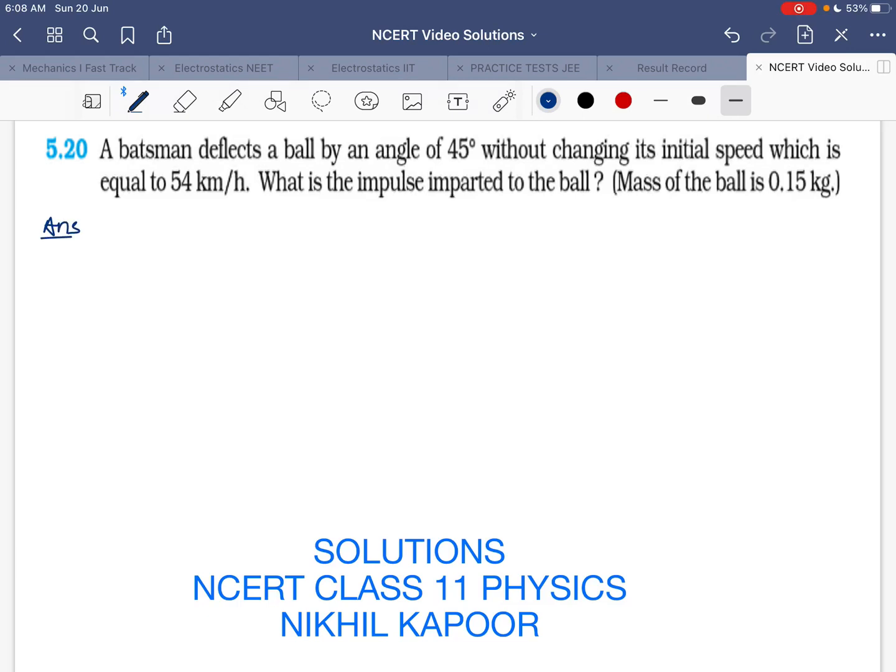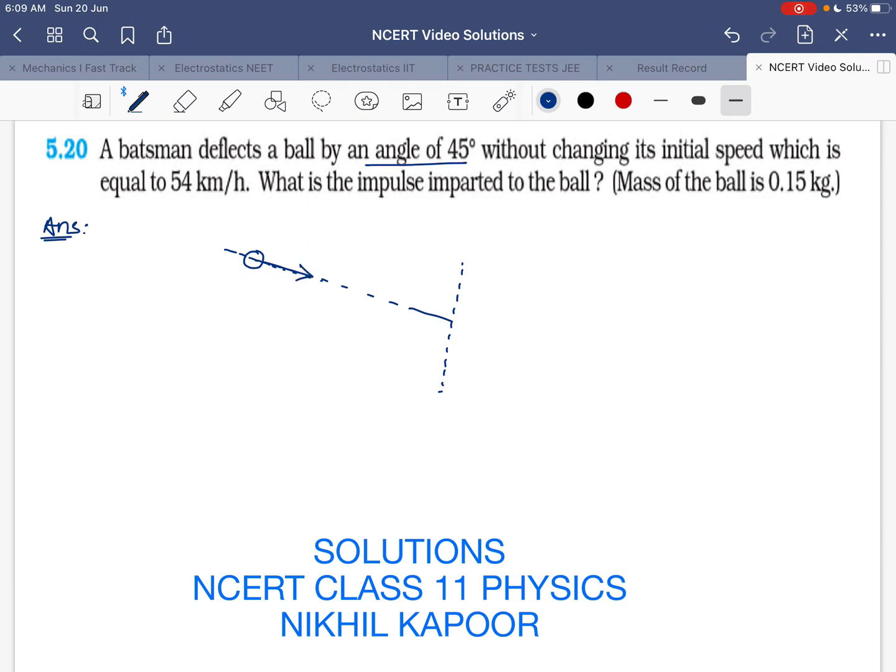The 20th example, and what is said here: a batsman deflects a ball by an angle of 45 degrees without changing its initial speed, which is equal to 54 km per hour. What is the impulse imparted by the ball? Okay, so no problem. Here it is deflected by 45 degrees. Let us suppose the ball is coming in this direction, and this is the surface of the bat.